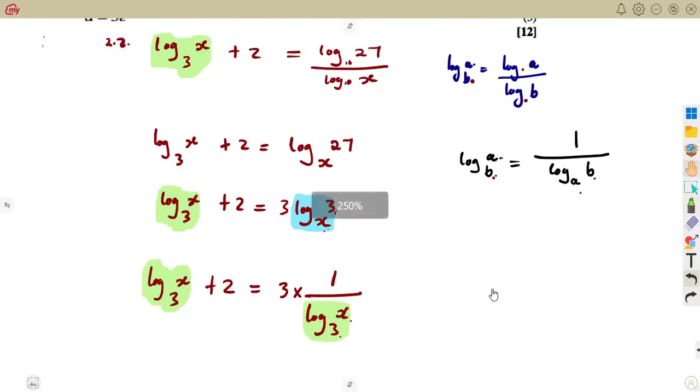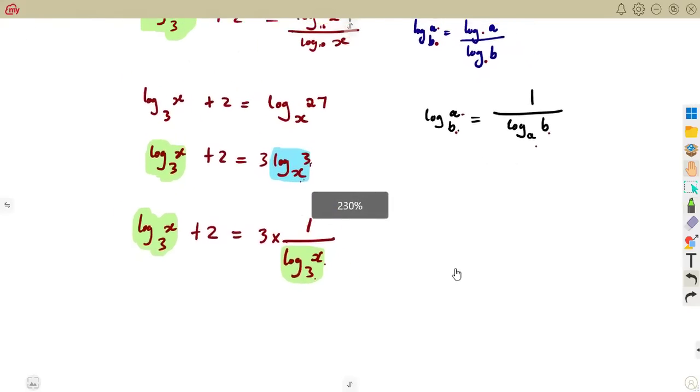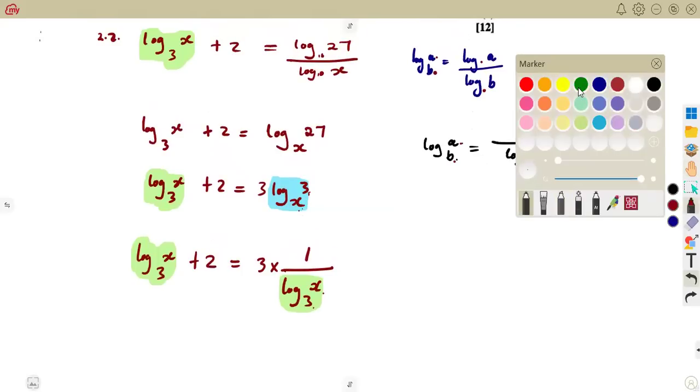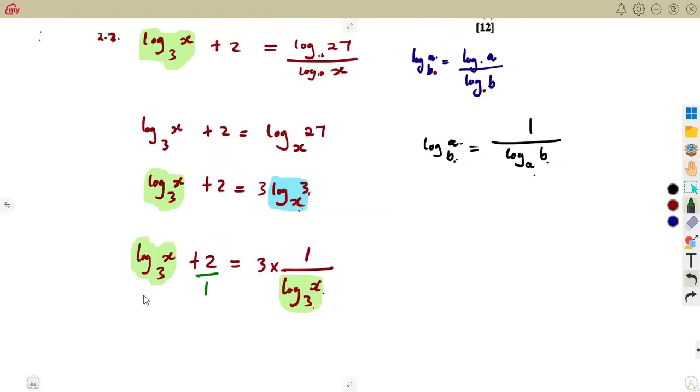Get rid of the fractions. How do you get rid of the fractions, guys? You must multiply every term by what? The LCM or your LCD. Take note, these are numbers. This is the same as over 1. This is the same as over 1. This 3 is part of this log, guys. It's one thing. So you multiply by the LCD of 1 and log x base 3, which is what? Log x base 3. Remove the fractions.